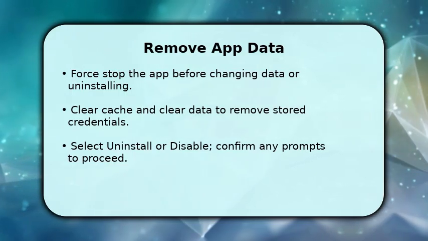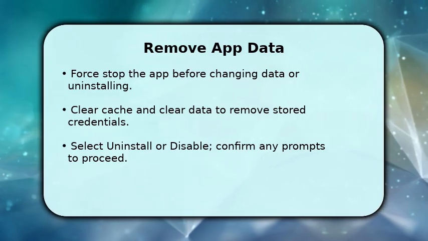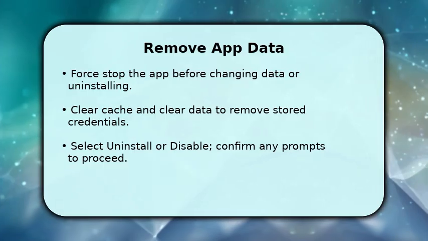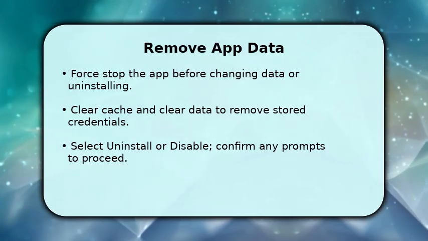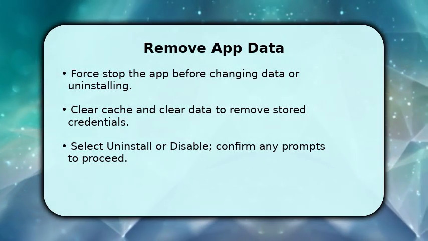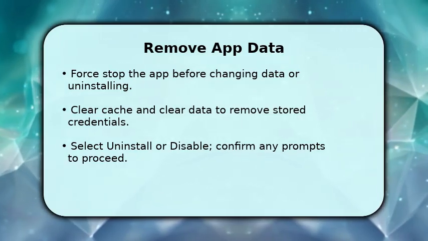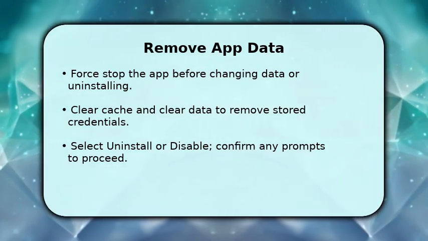After data is wiped, choose Uninstall. If Uninstall is unavailable, select Disable to hide and stop it. You do this because uninstalled apps free space and disabled apps stop updates and background access. Make sure to accept confirmation dialogues to complete removal.